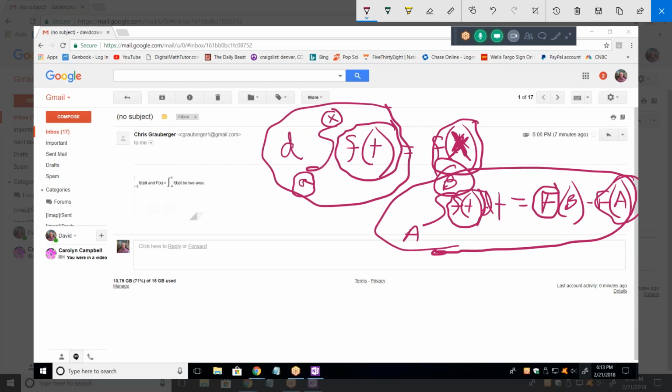Now, that last problem we just did was a little different in that they did not tell us what the function was. But they showed us the function, and they gave us the areas that we needed. So we were able to do it.